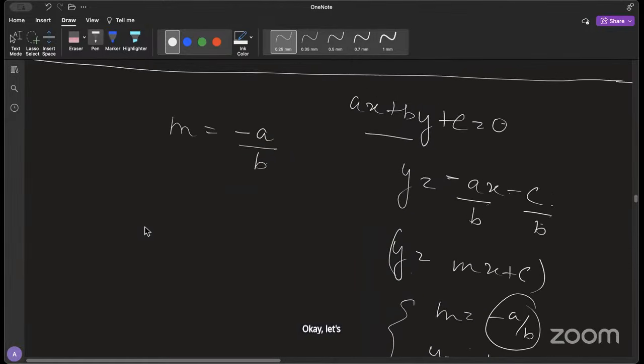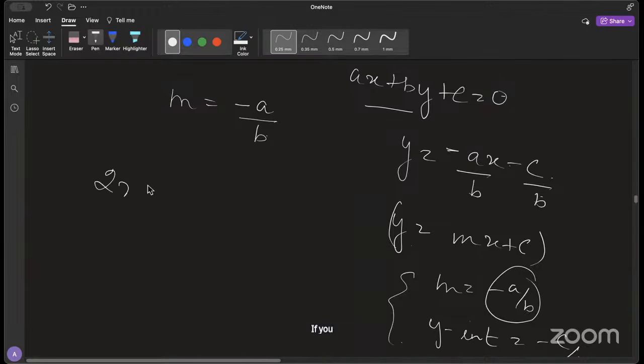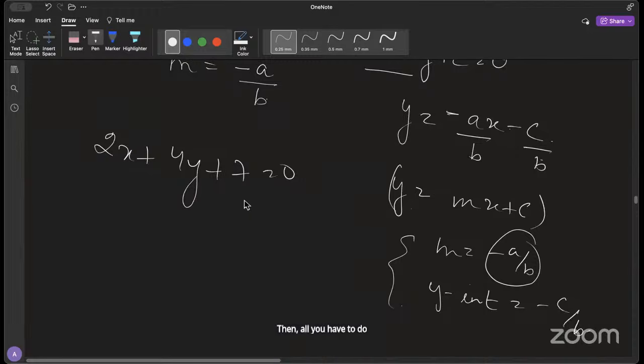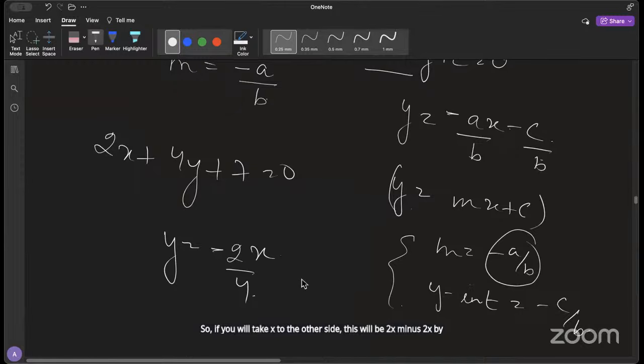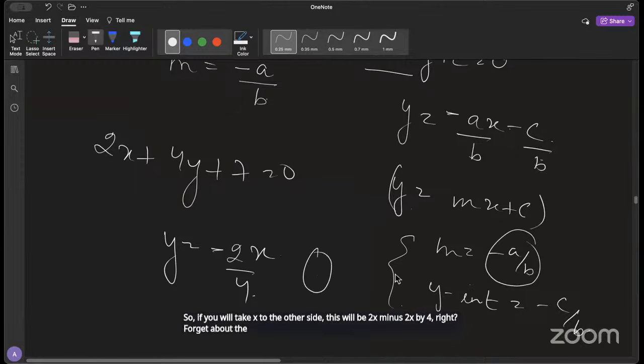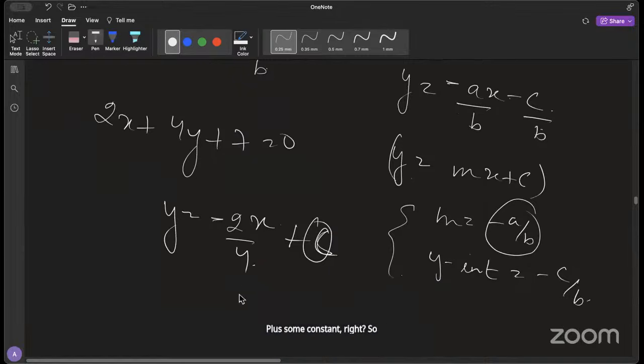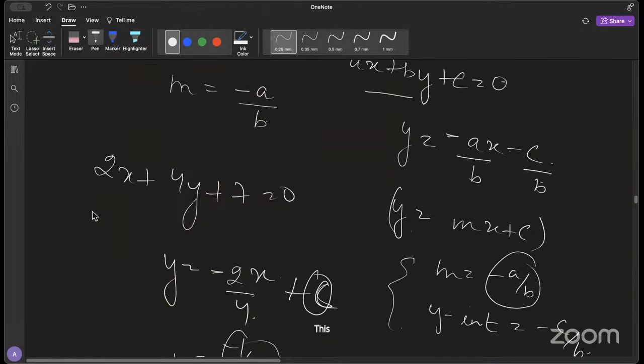Okay, let's say you have been given a line 2x plus 4y plus 7 equals to 0. If this is your given line and you have to find the slope of this, then all you have to do is find minus a by b, right? Or you can just take y on this side and x on this side. So if you take x to the other side, this will be minus 2x by 4, right? Forget about the intercept for now, but this is what you're going to get, plus some constant. So your slope is going to be minus half. This is when the equation of the line is given to you.